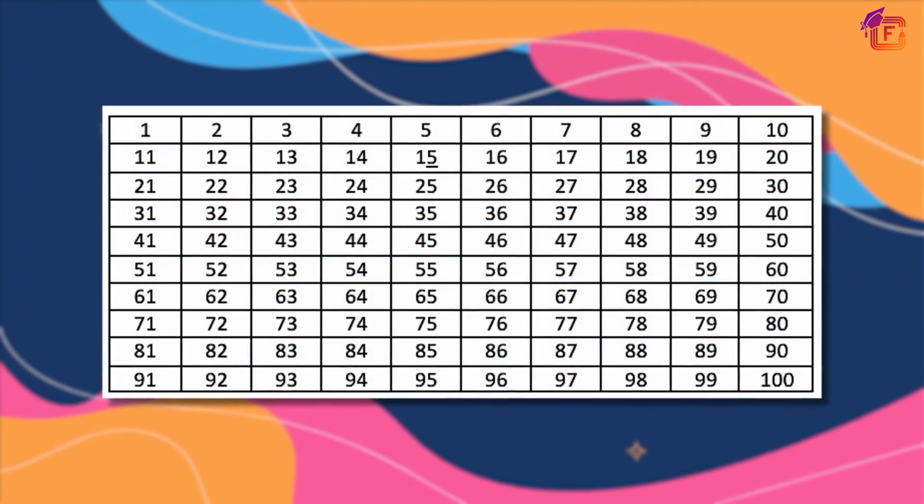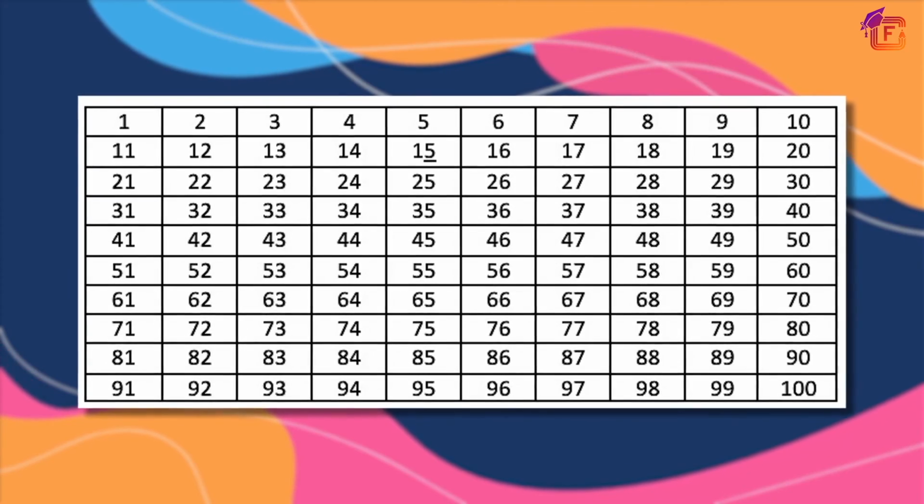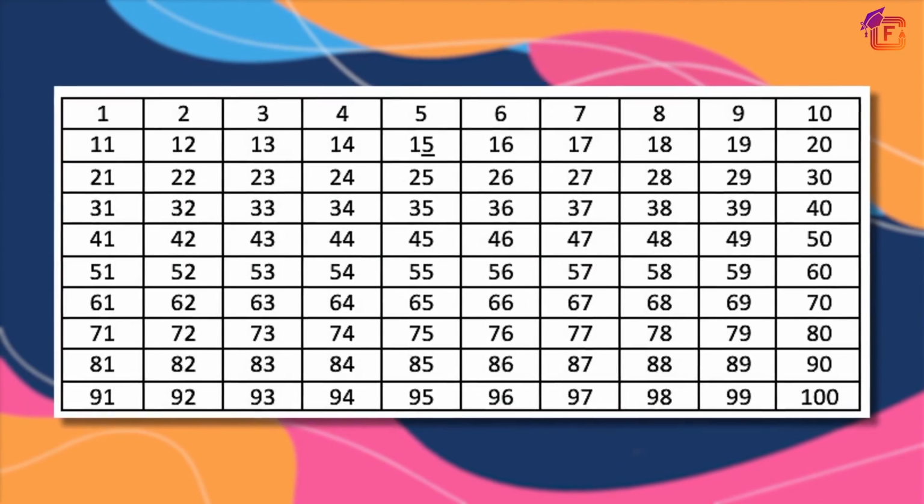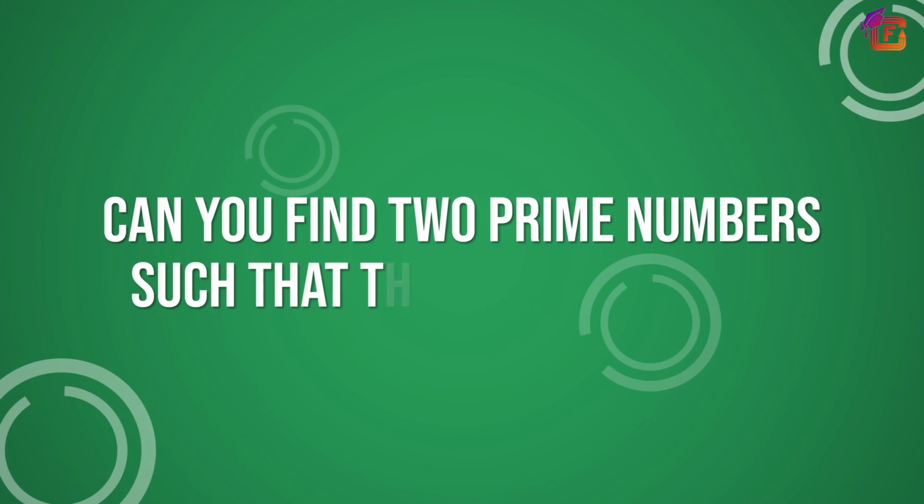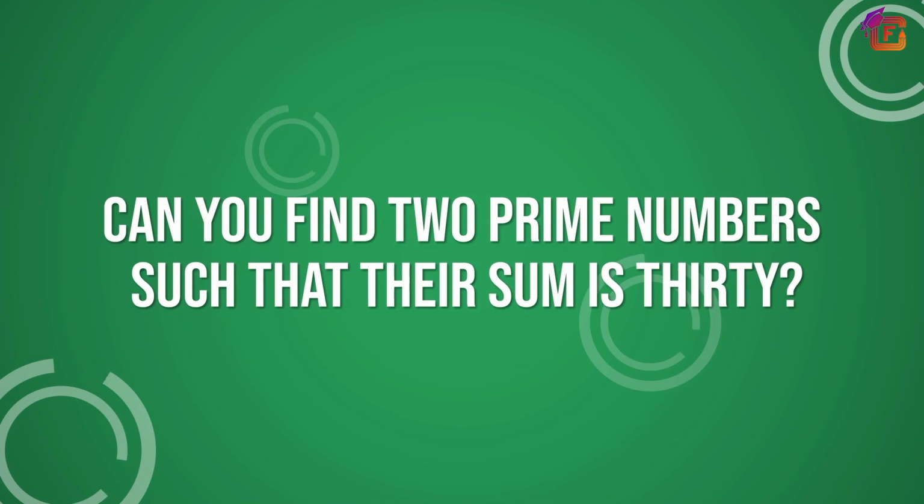This is how the sieve of Eratosthenes is helpful in finding prime numbers up to any given number. Now, can you find two prime numbers such that their sum is 30?